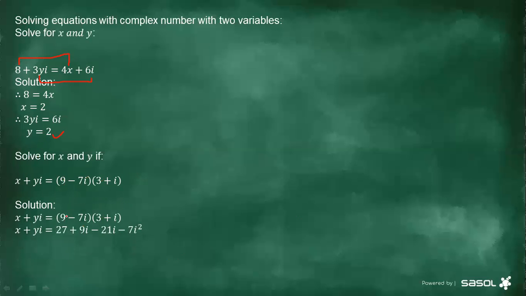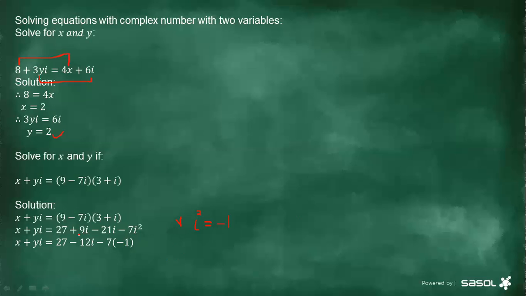You open the bracket, then you can see that's 9 times 3 is 27, 9 times i is 9i, then negative 7i multiplied by 3 is negative 21i, and then negative 7i multiplied by positive i is negative 7i squared, all right? And then the third step, now you should remember that i squared is equal to negative 1. In place of i squared, you can see we replace it with negative 1. There's no i squared there.